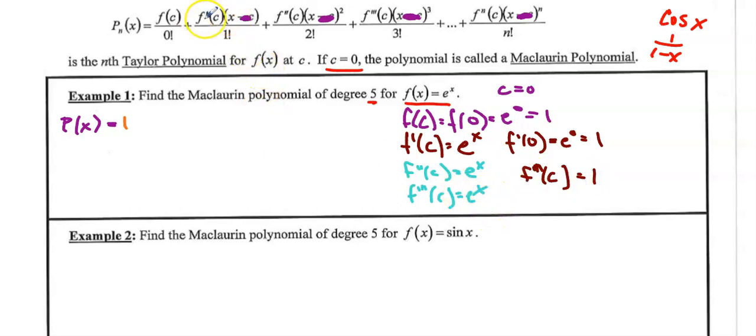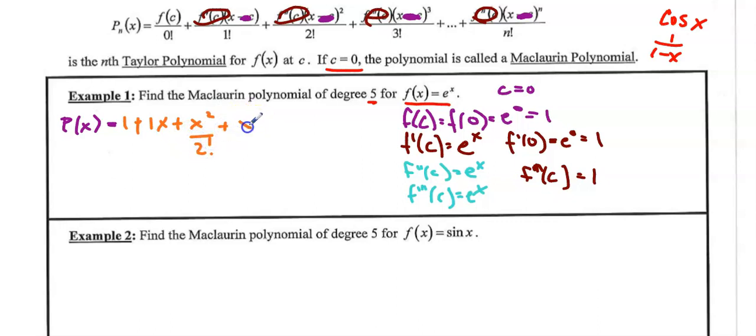So I know that this right here is 1, this is 1, this is 1, and this here is 1. So all I have to do now is start writing my chain out. This is 1, and it's going to be 1 times x over 1 factorial. 1 factorial is just 1. And then I'm going to go plus, and this again is 1, so this is going to be x squared over 2 factorial.